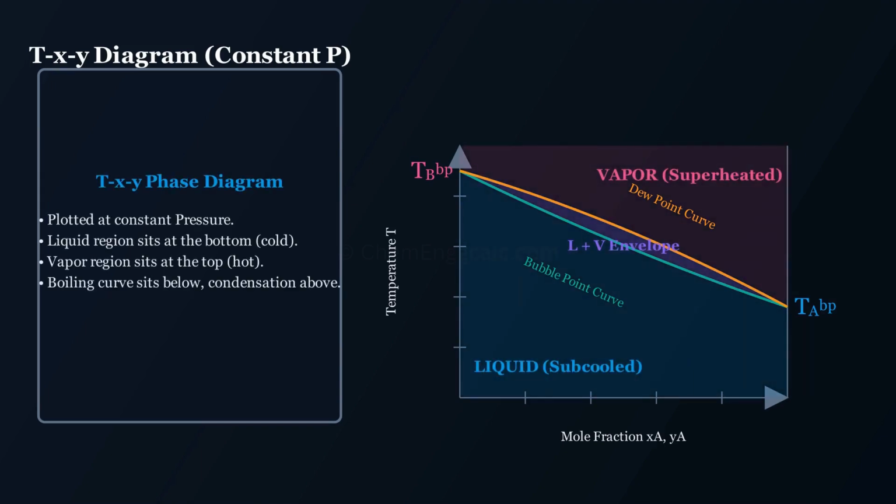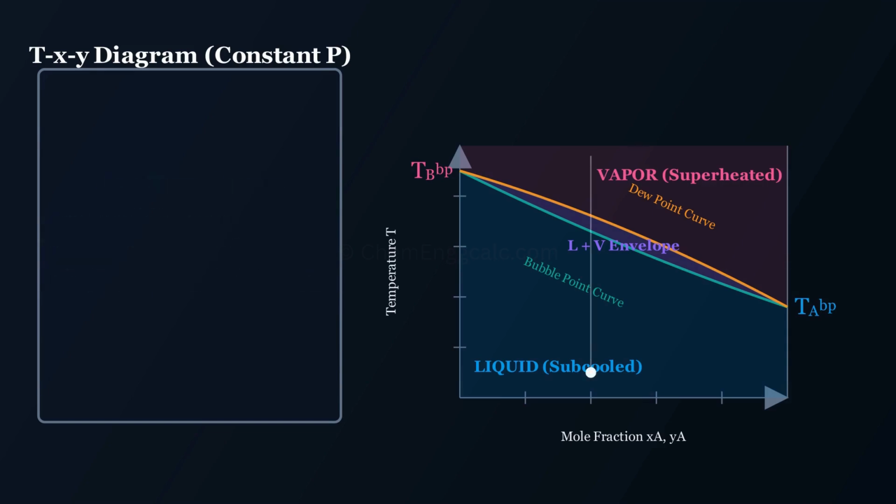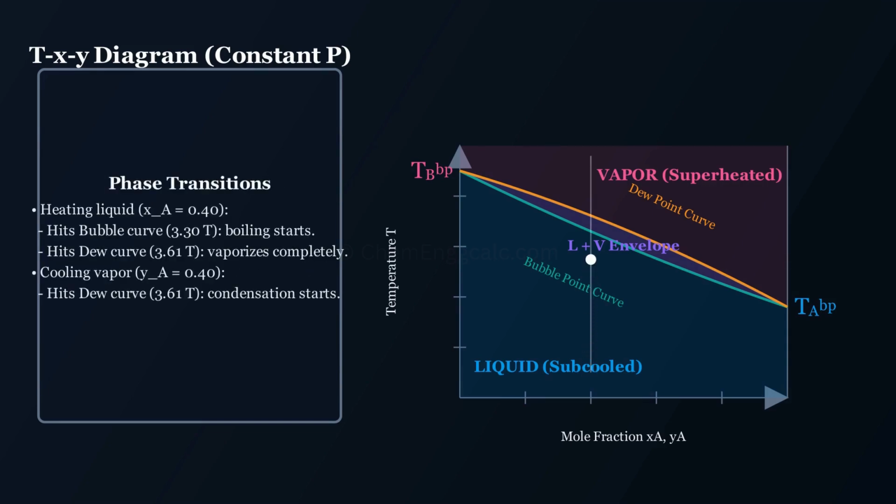Here, temperature is on the vertical axis. The liquid phase sits at the bottom, and vapor sits at the top. The bottom curve is the bubble point curve, and the top is the dew point curve. Heating a liquid mixture at constant composition leads to the bubble point first, where boiling starts. Cooling a vapor leads to the dew point first, where condensation begins.